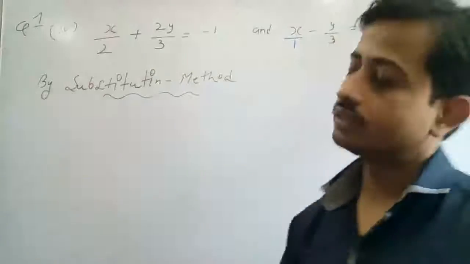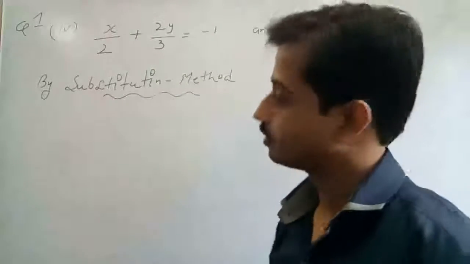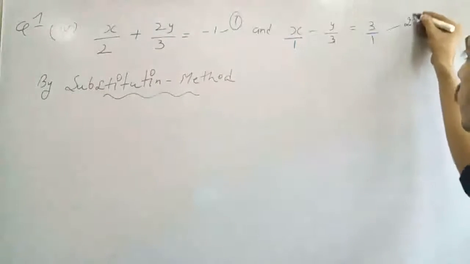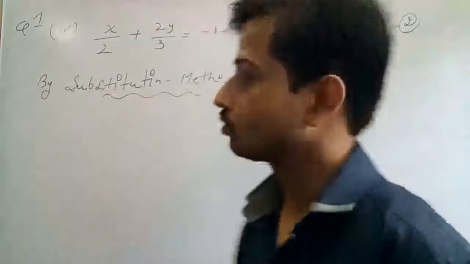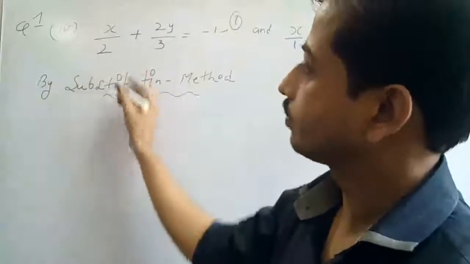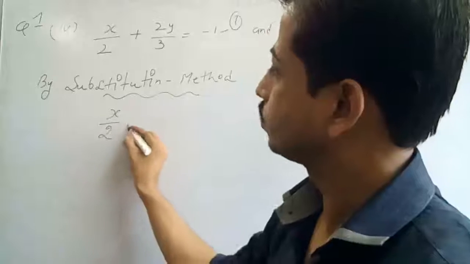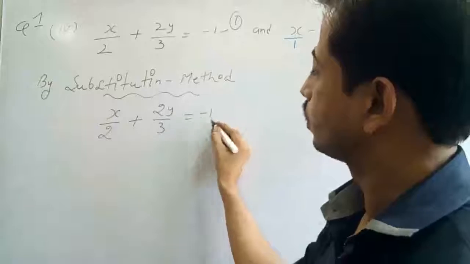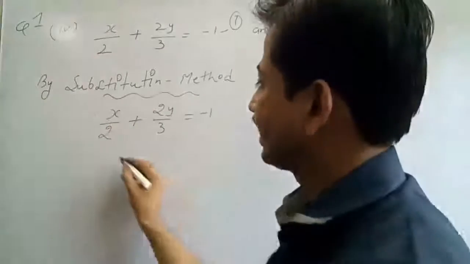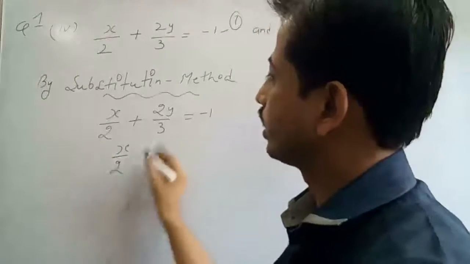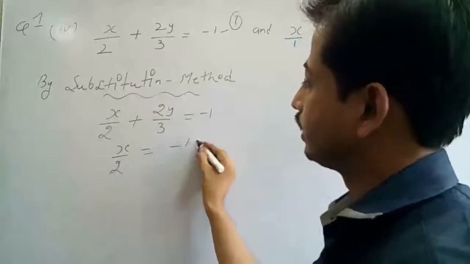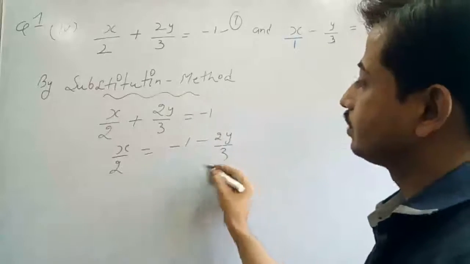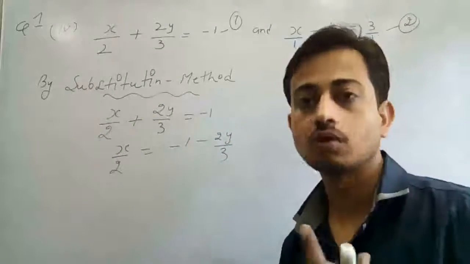Now we have to do this by using the substitution method. So step 1 is what? This is equation number 1 and this is equation number 2. Using equation 1 we have to find the value of x. Equation 1 is what? X by 2 plus 2y divided by 3 is equal to minus 1. To get the value of x, we have to take this 2y by 3 to the right hand side. It goes and becomes a negative term, 2y by 3, because here the 2y by 3 is positive.